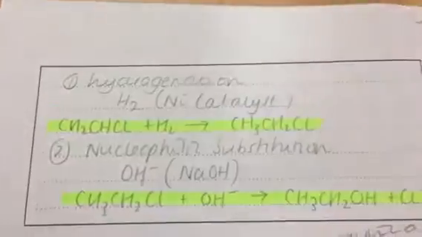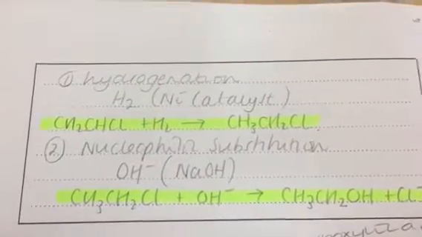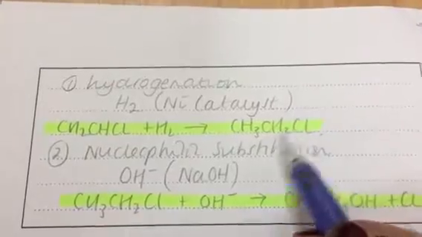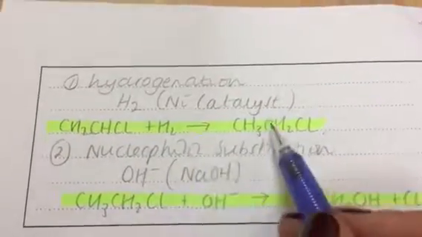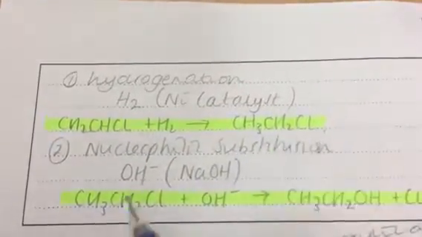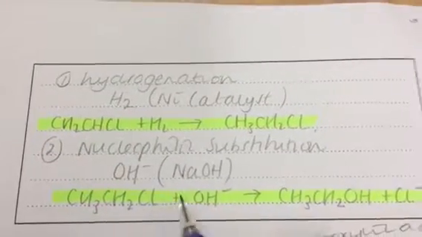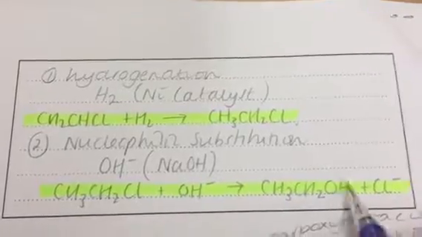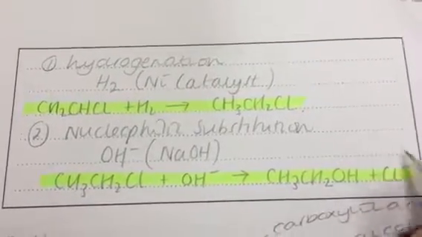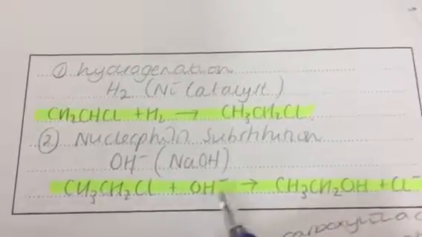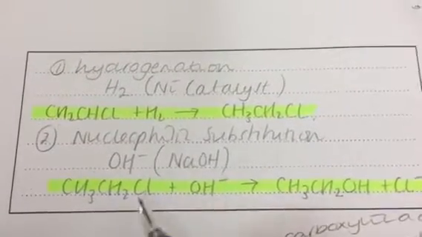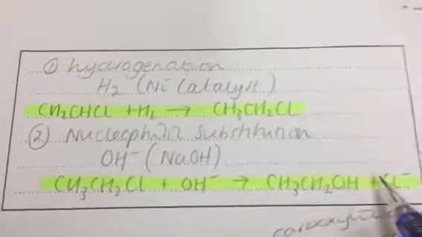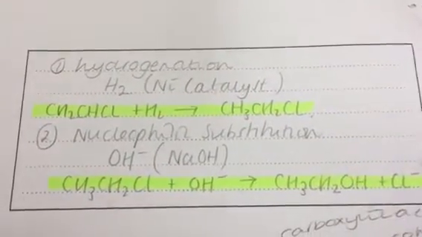The second stage would then be nucleophilic substitution. So you have a nucleophile, OH, substitution because the Cl is being replaced by an OH. So you take your intermediate molecule, your CH3CH2Cl, you add OH minus, which is your nucleophile, and you end up with your alcohol. Don't forget that you need to include your Cl minus ion, which is released as the OH minus is attached. So it is a substitution, it is a replacement. You have to make sure that the Cl minus is shown as being released in your equation.